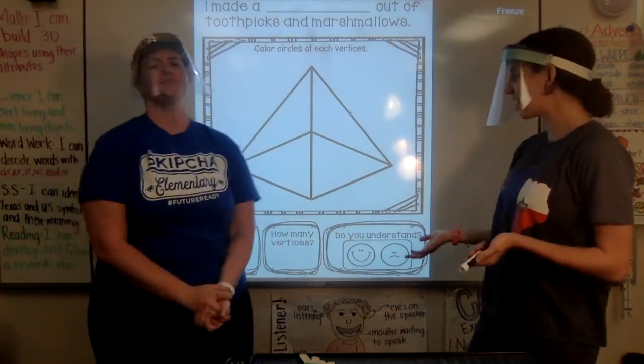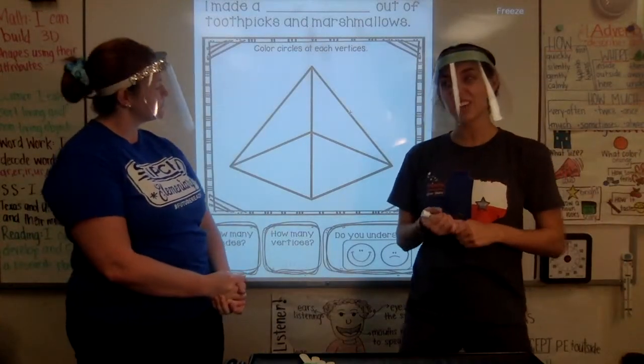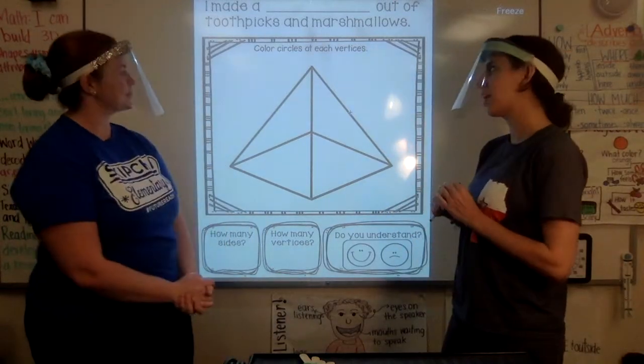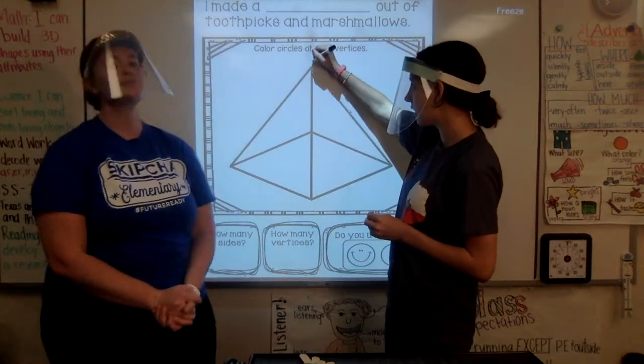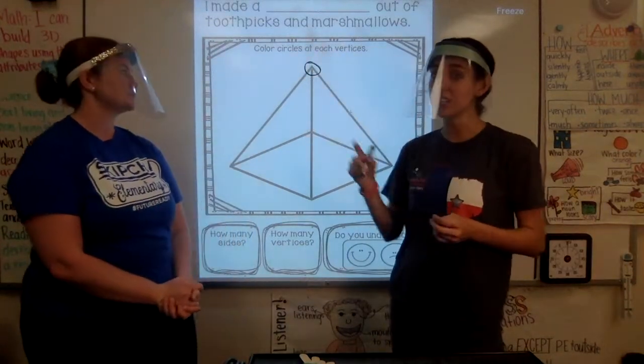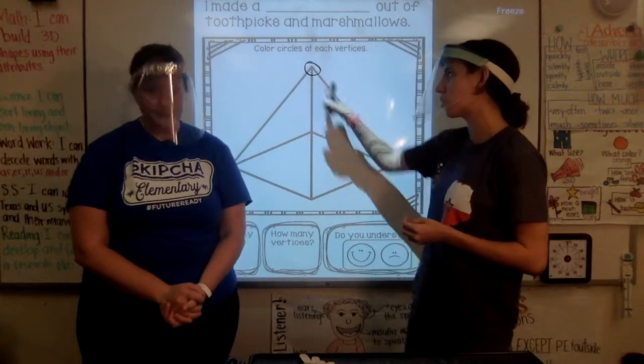That's right. Well, let me see if I can figure out how many vertices there are in our pyramid. Okay, so I know obviously at the top, this is our vertice, and this is a vertice because these are edges going towards the top.